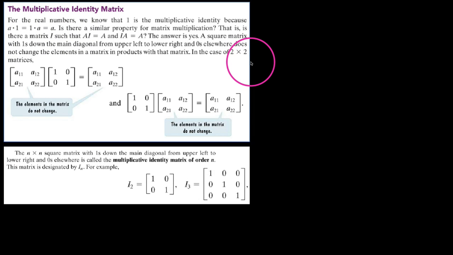Okay, YouTube, in this video, as a precursor to solving matrix equations, we're going to be looking at what we refer to as the multiplicative identity matrix. So, identity matrix, let's go ahead and wrestle with this term identity.